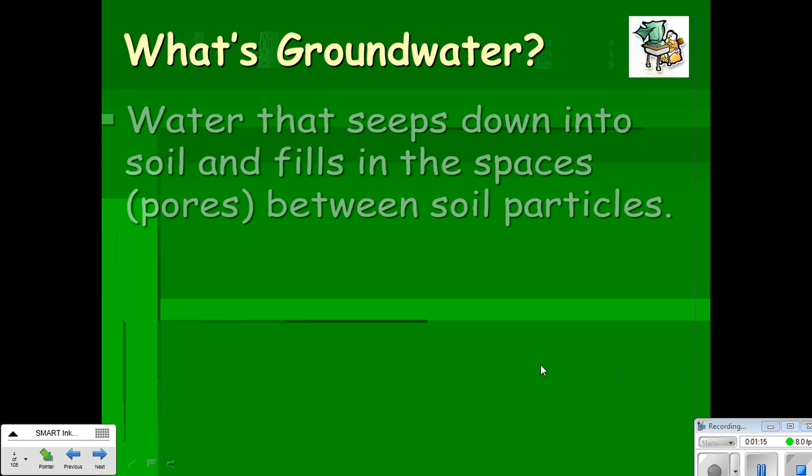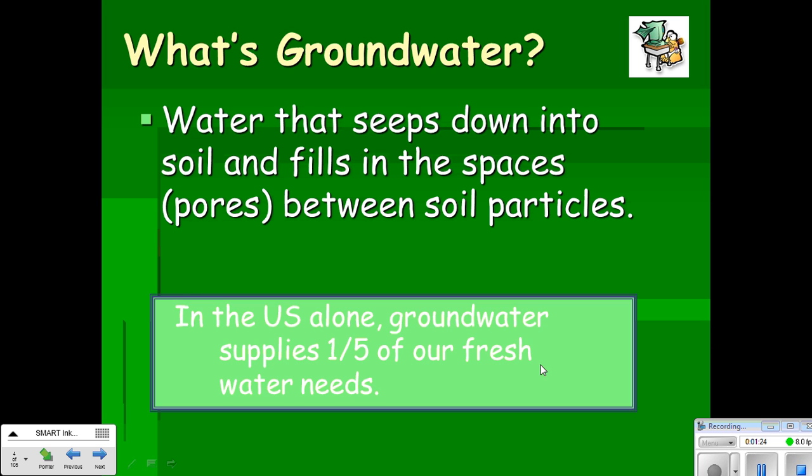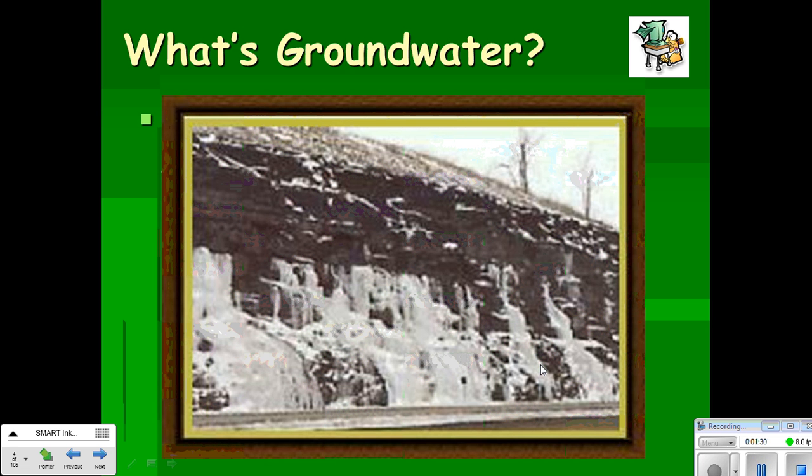What is groundwater? It's water that seeps down into soil and fills in the spaces or pores between soil particles. In the U.S. alone, groundwater supplies 1/5 of our freshwater needs. And then here's a picture of just water coming out of the side of, looks like maybe there's a road here, some ice.